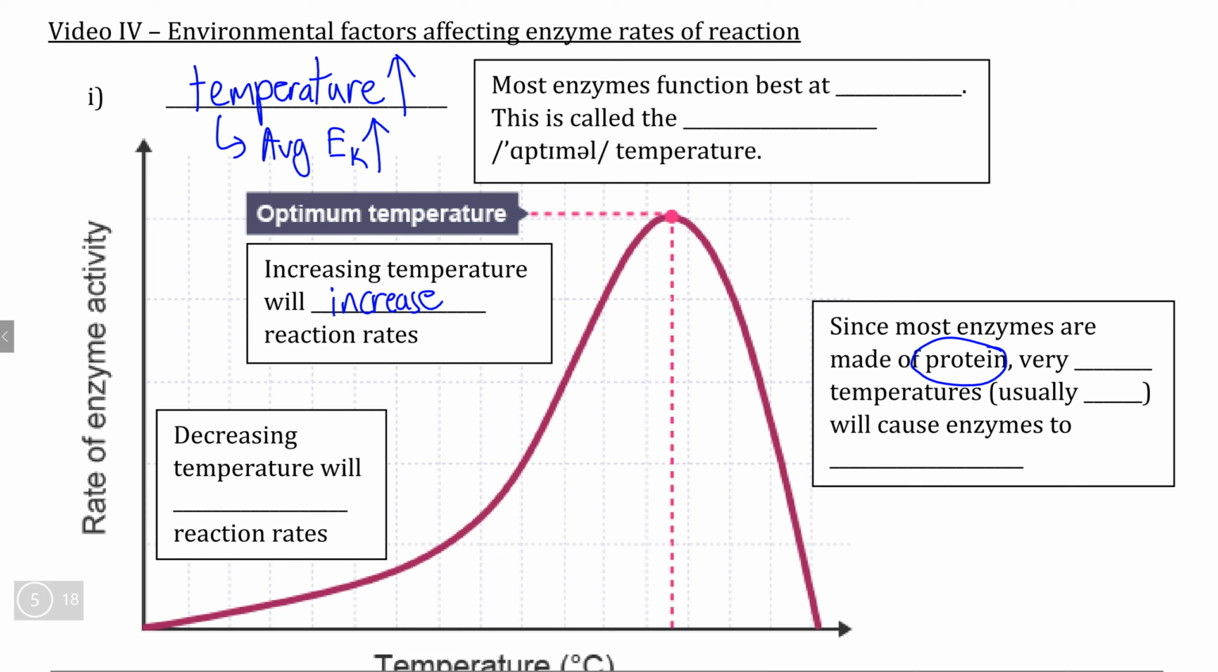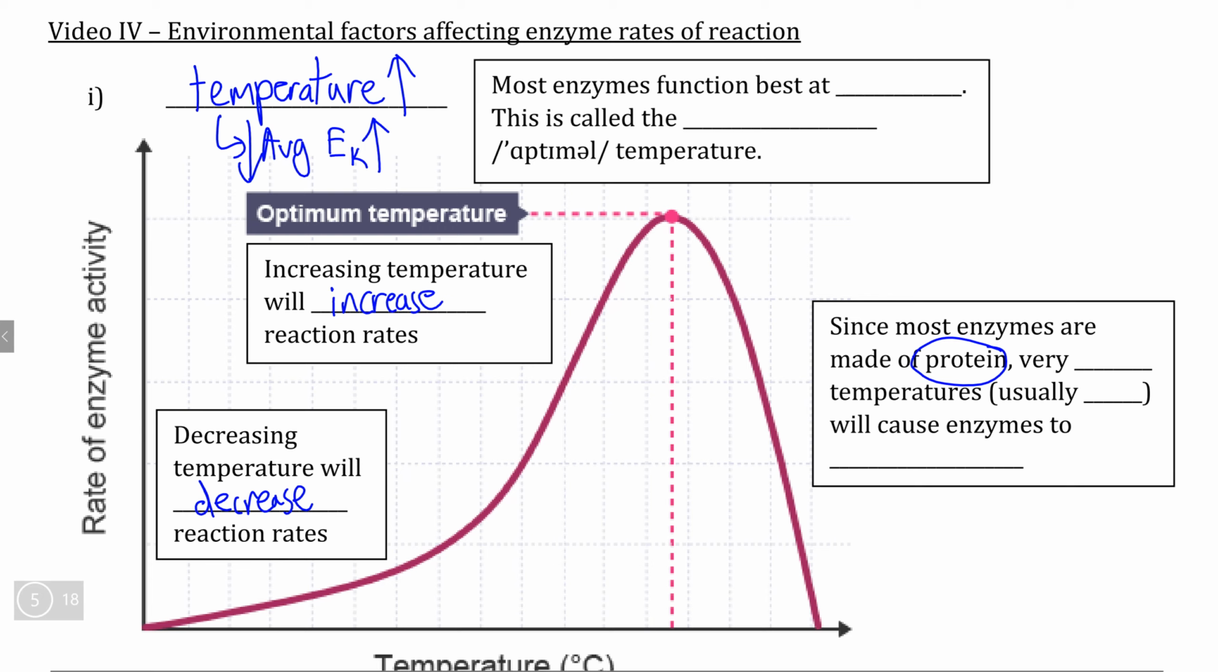Now, the converse is also true, that decreasing the temperature again causes a decrease in the kinetic energy of substrate and enzyme particles, which means that it is much less likely for the two to collide with each other and undergo a successful chemical reaction.